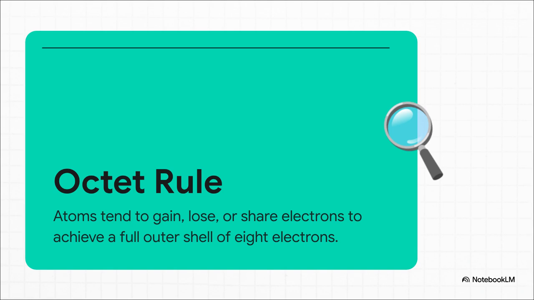And the 3rd and final rule is the octet rule. And this is the end game for most atoms. The ultimate goal is to get a full outer shell with 8 electrons. That configuration is super stable, it's like chemical nirvana. And to get there, atoms will do whatever it takes. They will gain, lose, or share electrons. And that whole process? That's what we call chemical bonding.